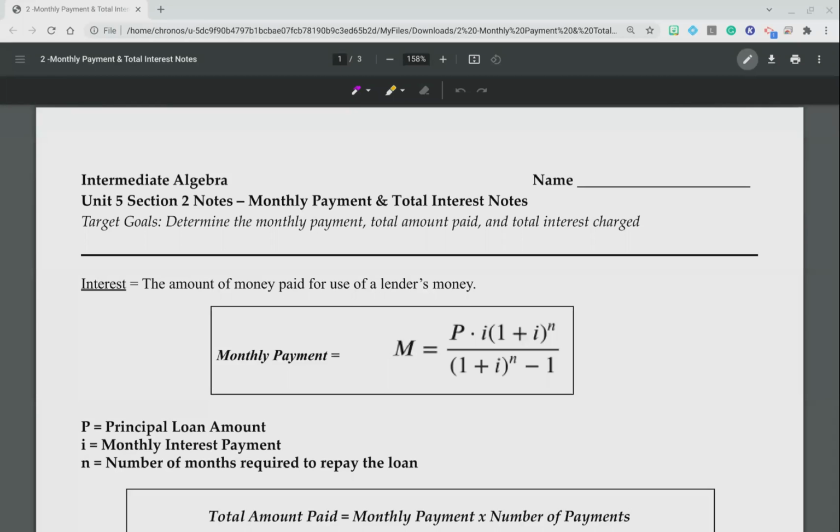So today we're going to continue our mortgage discussion. And what we're going to do is determine monthly payments, the total amount paid, and the total interest charged when you are taking a mortgage loan. So we've dealt with interest a lot so far. Remember, interest is the amount of money paid for using the lender's money. So borrowing money is not free. You have to pay interest on it.